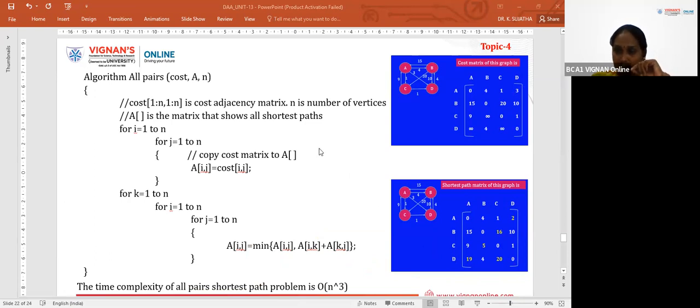So I hope that you all understood the algorithm for this. Try to solve one more problem. Then you can clearly understand how the entries of the shortest path matrix will be changed.